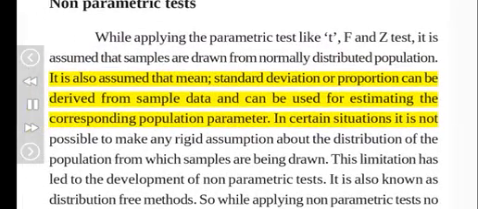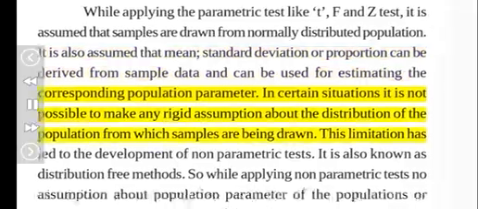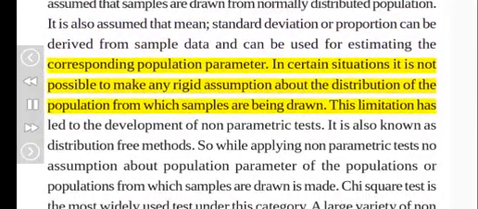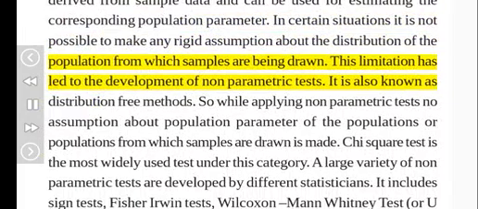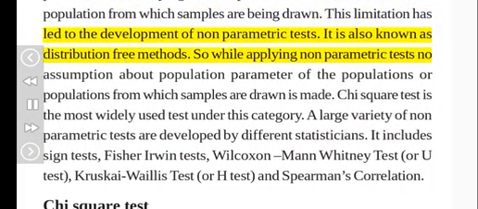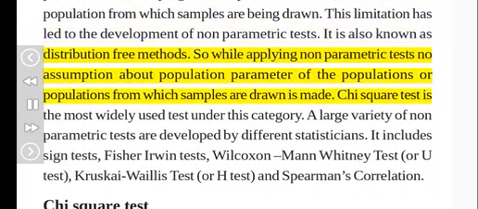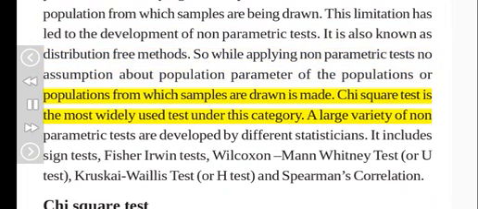for estimating the corresponding population parameter. In certain situations it is not possible to make any rigid assumption about the distribution of the population from which samples are being drawn. This limitation has led to the development of non-parametric tests. It is also known as distribution-free methods. So while applying non-parametric tests, no assumption about the population parameters of the populations from which samples are drawn is made. Chi-square test is the most widely used test under this category.